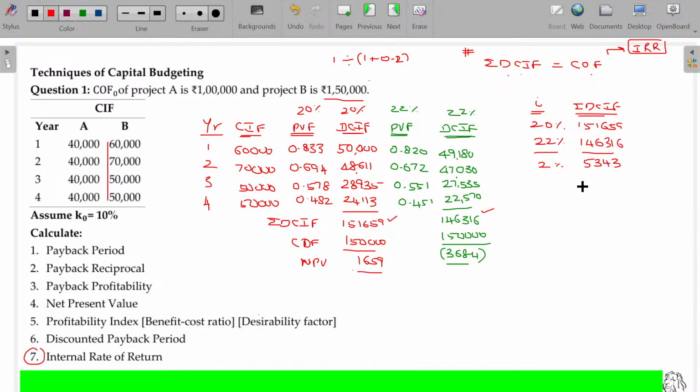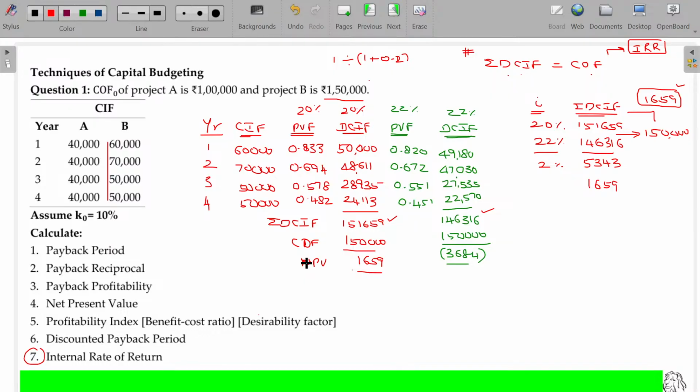5,343 is the difference. But what is my requirement? I have to reduce it to 1,50,000 only. For a 2% change, the value is discounted by 5,343, but I don't want to discount so much. I need to discount only 1,659, the difference between these two. So from this it's very clear.